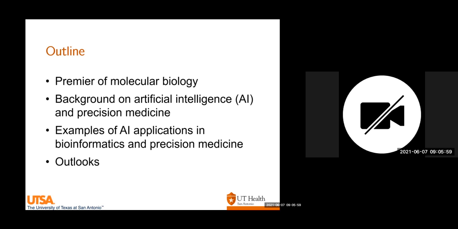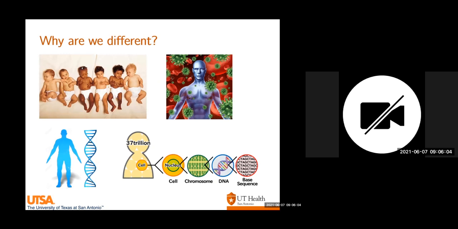First of all, let's take a look at some of the background on molecular biology. The first question I will ask is, why are we different? We are actually very similar. We are all humans. We can easily tell ourselves apart from other animals, yet we are also very different. The reason that we are so similar and also very different is really because of DNA.